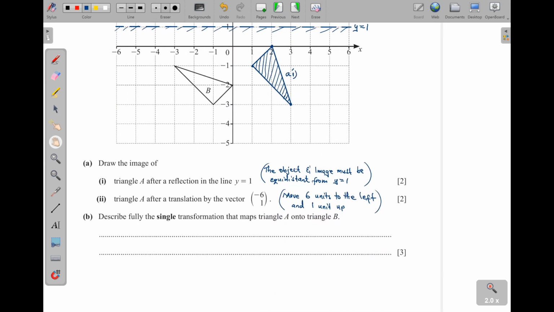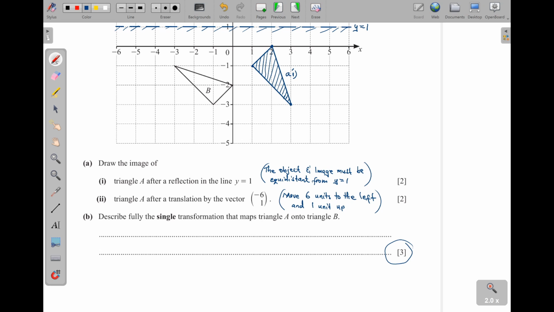Then part B, describe fully the single transformation that maps triangle A onto triangle B. Now, for description, I have already said that you look at the number of marks given here. If it is 3, then think about rotation and enlargement. If the number of marks is 2, you think about translation and reflection. Why are we thinking about rotation and enlargement when it is 3 marks?